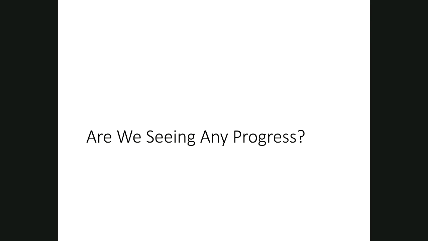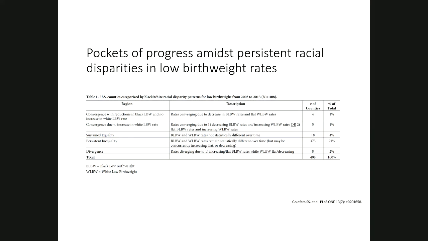So are we seeing any progress? This study was performed that looked at county level data to see whether low birth weight rates in a Black population and a white population were any different. The bottom line ends up being this. Each county's progress was looked at, and only 4 counties out of 408 were showing progress, decreased Black low birth weight rates, white low birth weight rates.